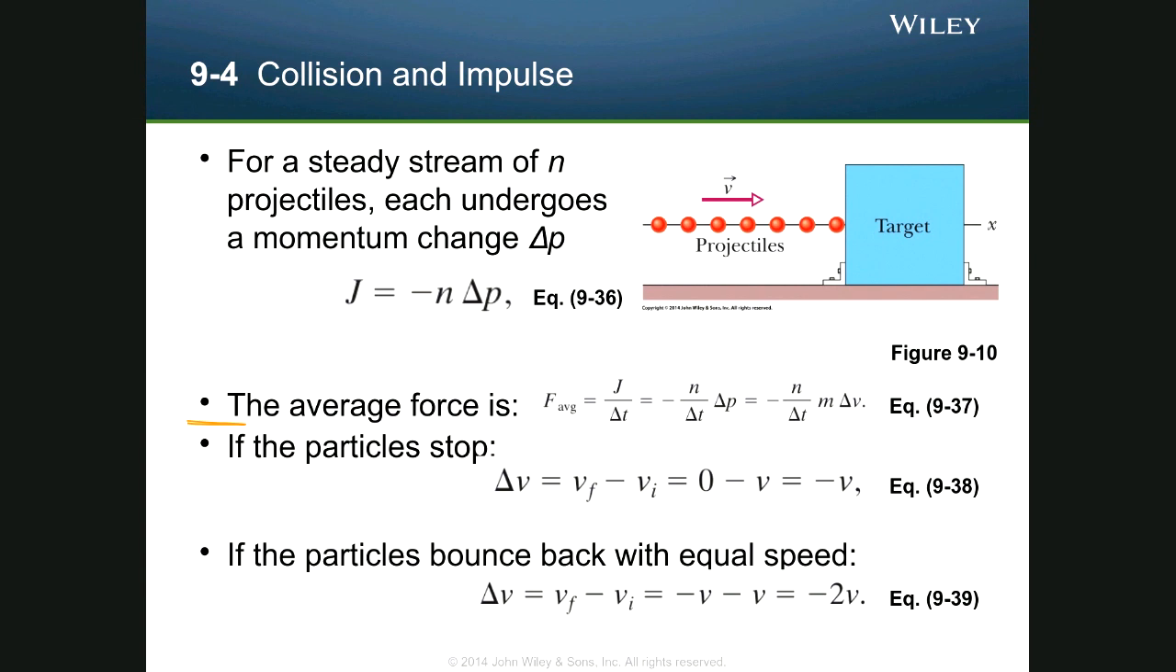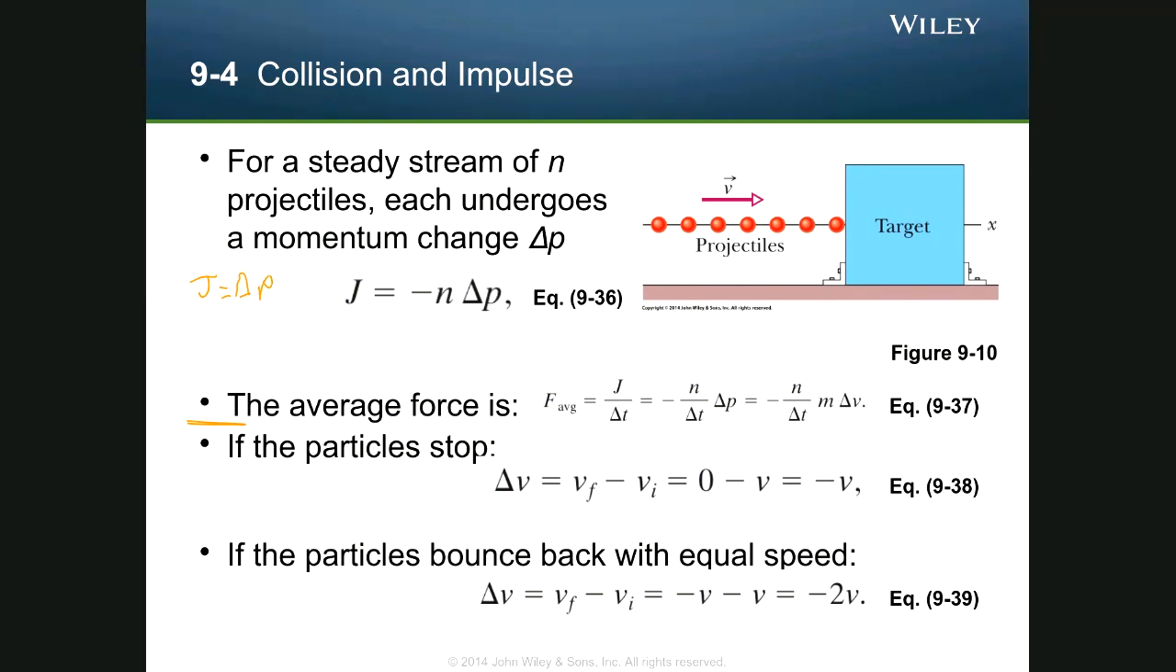So if we have a steady stream of particles that undergoes a momentum change as it collides with the target, then you'll notice that J equals minus N delta P. Well, what in the world does any of this mean? We know that J equals delta P, but where is this coming from? Where are these other terms coming from? Before we had J equals delta P, but now for the stream of particles we have a minus sign and an N.